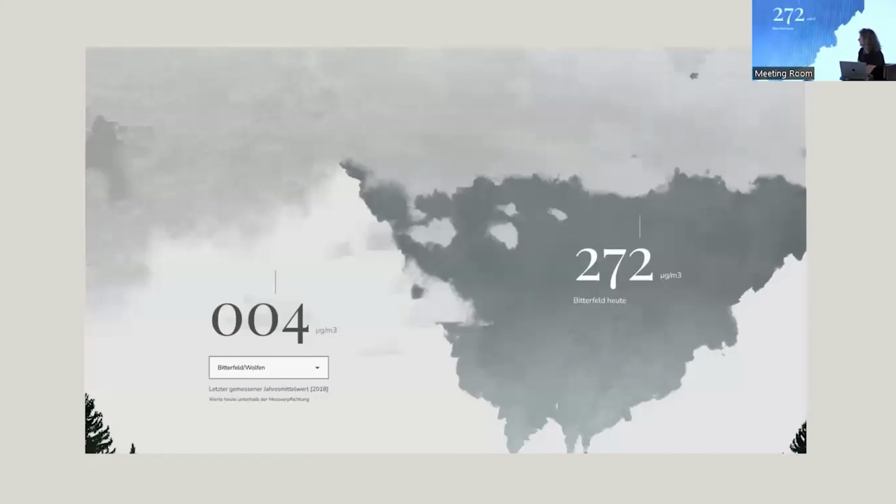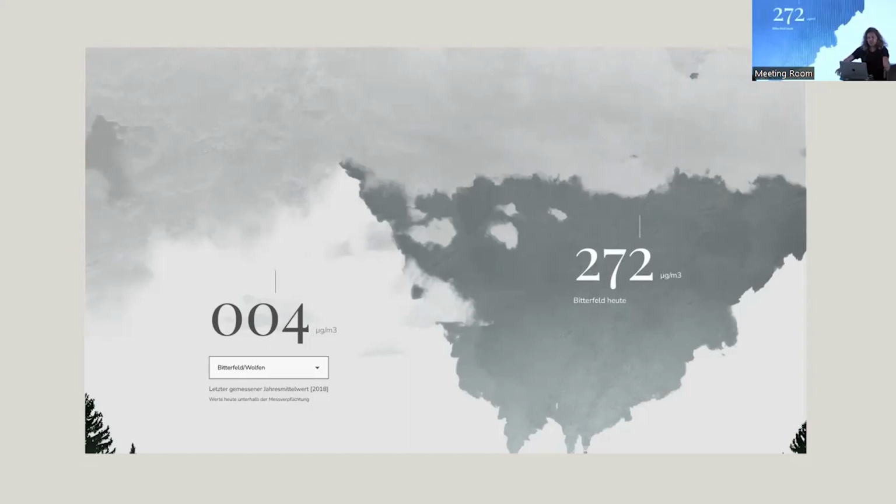The first section we show is the amount of sulfur dioxide in the air. On the right side you can see the sulfur dioxide load was 272 grams per cubic meter in Bitterfeld, a city in East Germany. And the daily limit is actually almost half of it, 125 per cubic meter.